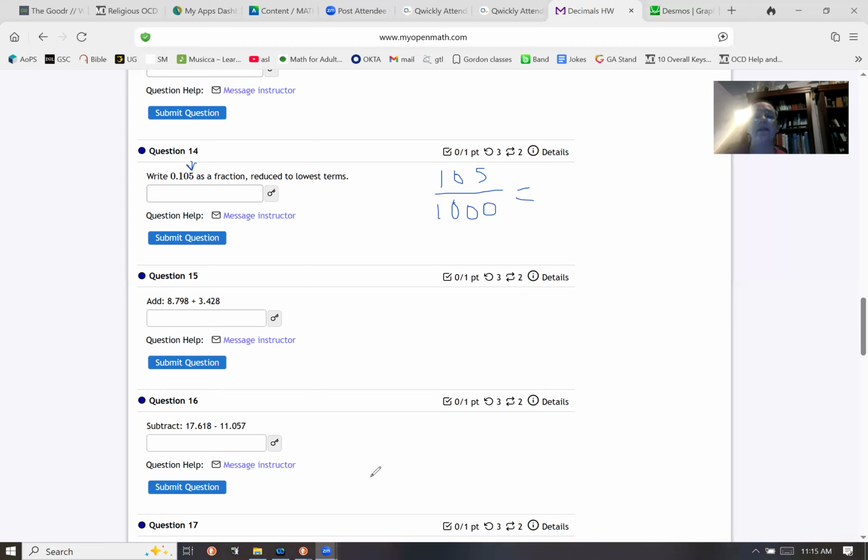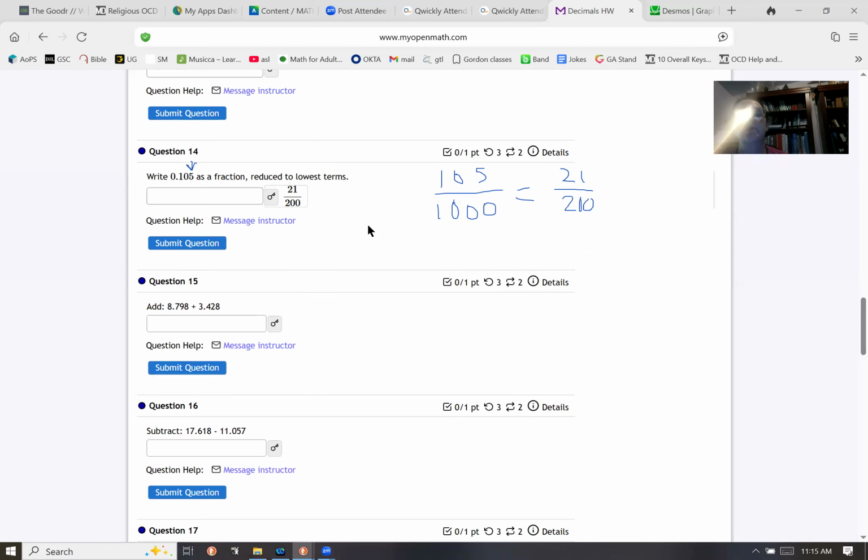I would agree, Kenneth. 105 divided by 5 would be 21. And 1,000 divided by 5 would be, let's see, 100 divided by 5 is 20, so 1,000 divided by 5 would be 200. And 21 only has prime factors of 3 and 7. 200 is not divisible by either of those. So we know that we're finished simplifying.